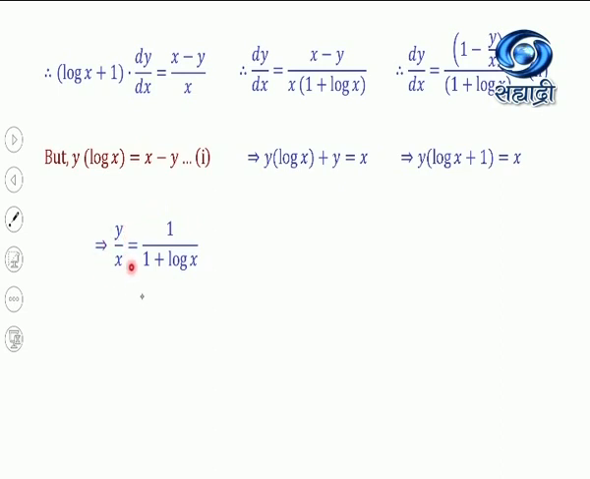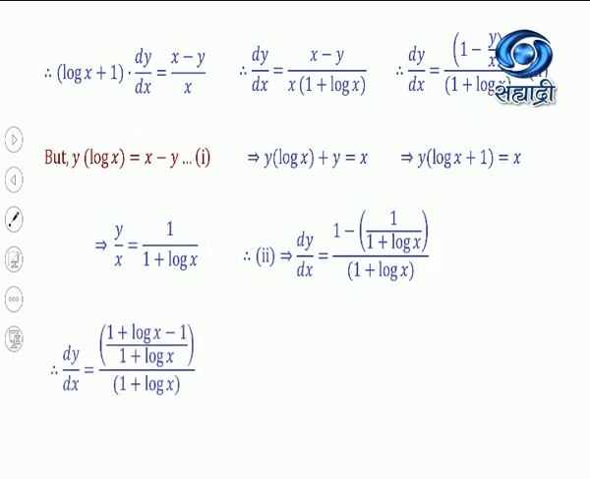And we substitute the value of y upon x in this equation number 2, in the numerator. So we get, equation 2 implies dy by dx equal to, see, 1 as it is. Now y by x equal to 1 upon (1 plus log x), and here we substitute the value. Now the denominator remains the same. Now this becomes, take the cross product, 1 into (1 plus log x), I write here, minus 1 as it is, (1 plus log x) becomes the denominator. Now this is the main denominator, that is 1 plus log x. And now this can be simplified as, see here, 1 gets cancelled. So we get log x upon (1 plus log x) upon (1 plus log x).